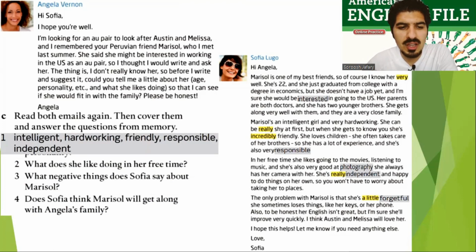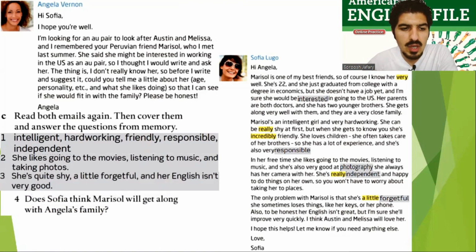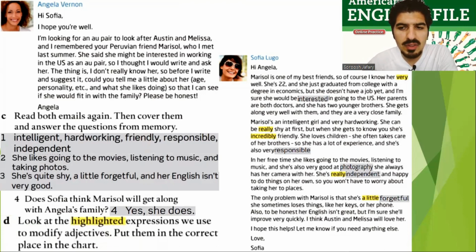Number two, what does she like doing in her free time? She likes going to the movies, listening to music, and taking photos. What negative things does Sophia say about Marisol? Well, she's quite shy, a little forgetful, and her English isn't very good. And does Sophia think Marisol will get along with Angela's family? Yes, she does. Now, everyone, there are some highlighted words like very, really, incredibly, a little.